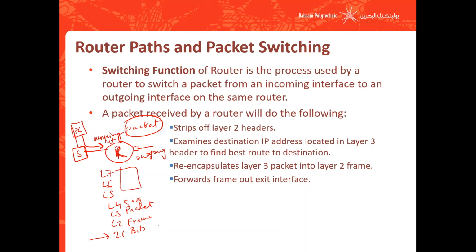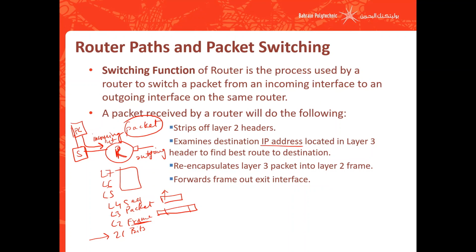But when you receive the frame, you need to remove the data that was added for the frame layer. When you remove it, you will get the packet, and that's what routers use to examine. Once you get the packet, you will look at the IP address that is located in the header to find the destination. So within this packet, there will be an IP address for the destination. The router will look at that IP address and figure out where it should be sent. Then it re-encapsulates the layer 3 packet.